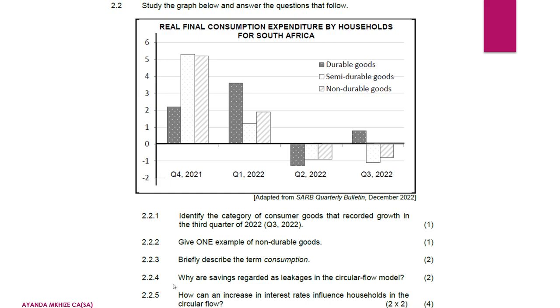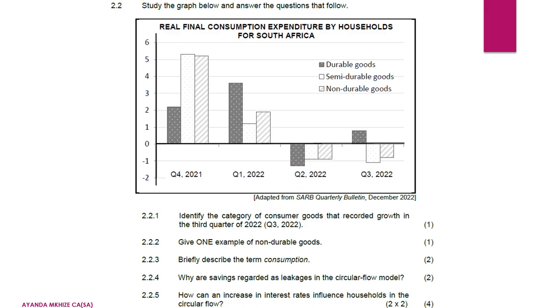Now let's just look at 2.2.4. Why are savings regarded as leakages in the circular flow model? Now let's understand why savings are regarded as leakages in the circular flow model. In the circular flow model, savings are regarded as leakages because they represent money that is withdrawn from the economy's spending stream. Rather than being used to purchase goods or services immediately, this reduced spending can dampen economic activity and lead to lower national income.